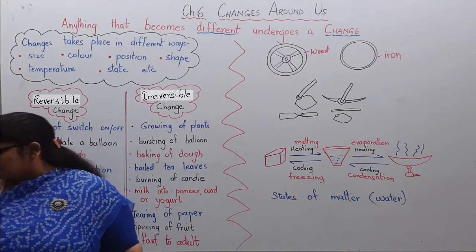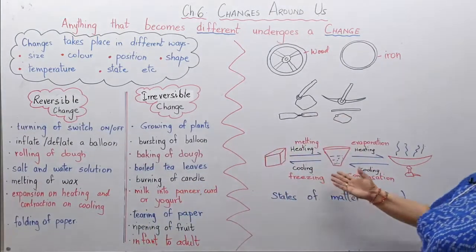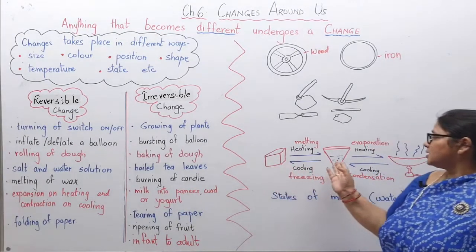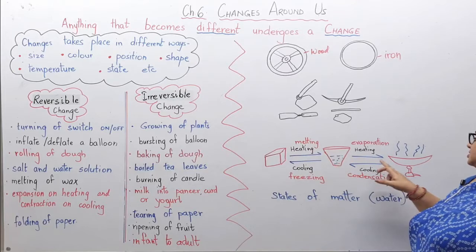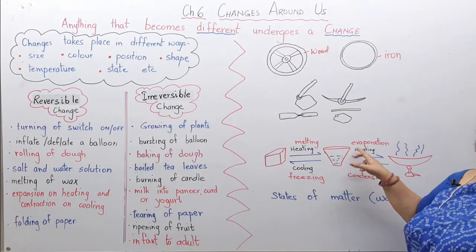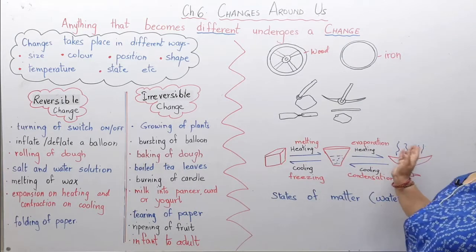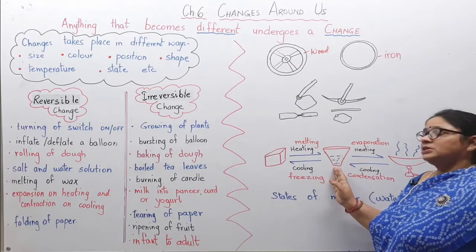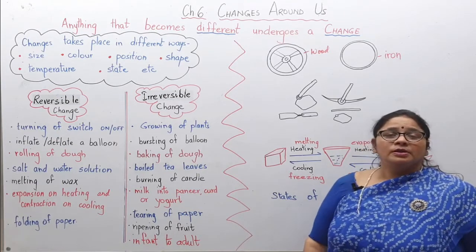So children, from today's class, what have you learned? This is another example. Can you see over here? These are the states of matter of water. This is ice turning into water on heating. That is called melting. Again, water is turning into water vapor. That is called, due to heating, evaporation. Then again, if you reverse back, water vapor turning into water is called condensation, and water again turning into ice is called freezing. These are the different states of matter.